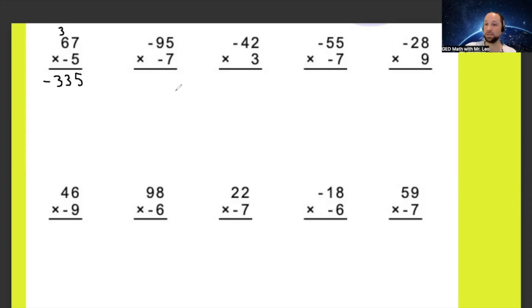This next one is a double negative. What's the answer going to be? Positive or negative? That's right. It's going to be positive because both numbers are negative and they cancel out. If you hate to hate, you're a lover.